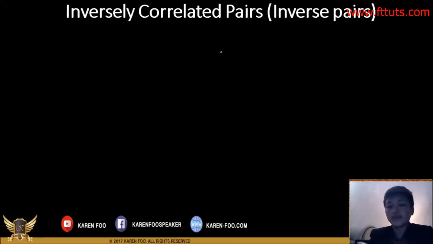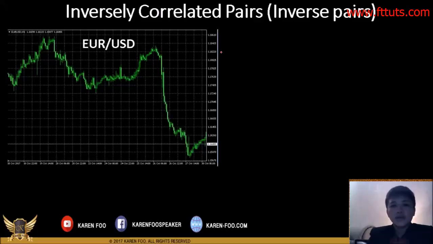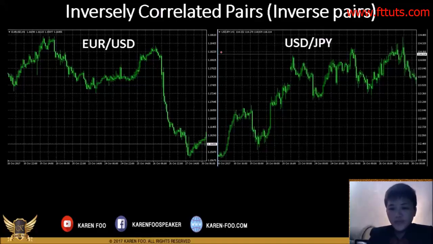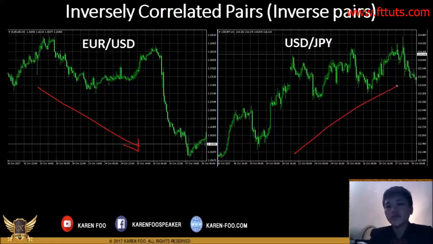And one example of an inversely correlated pair, or some people would call it inverse pairs, is the euro dollar and then dollar yen. You can see during this particular period, there's an overall bearish movement for the euro dollar. Then for dollar yen, you can see a bullish movement.